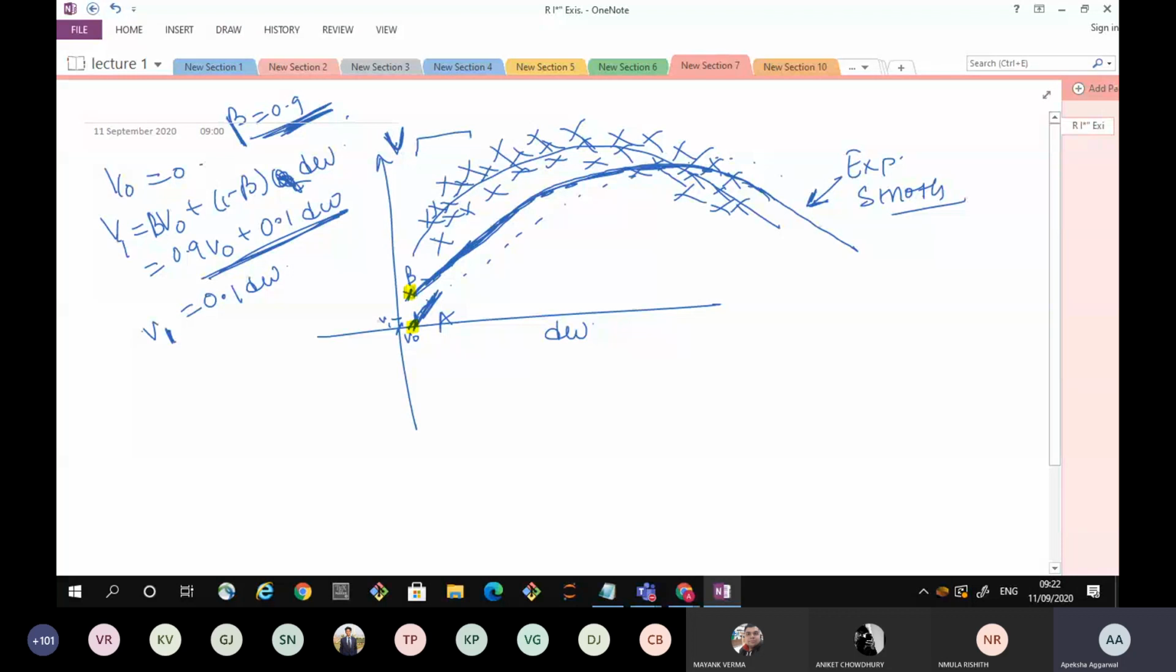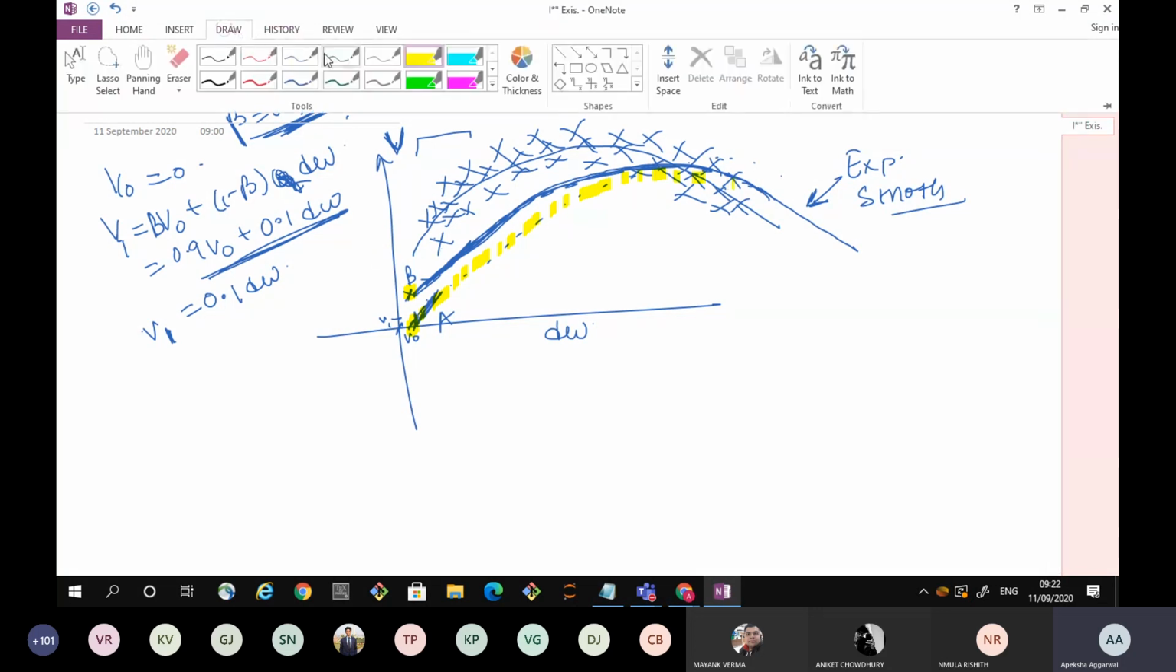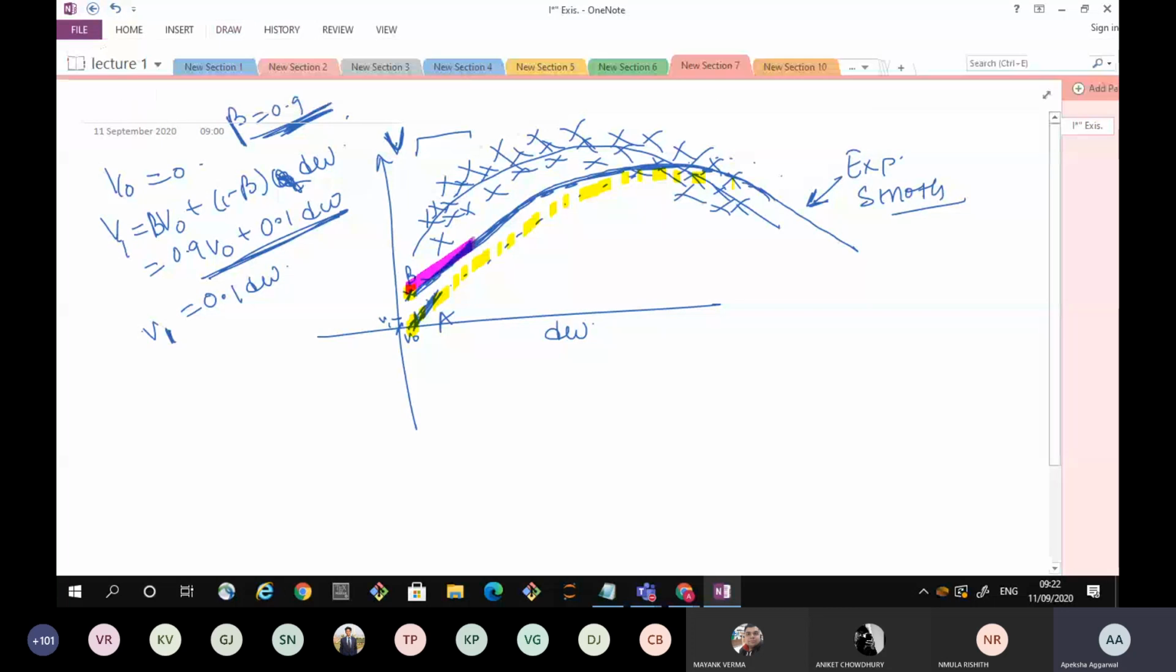Okay. So in the calculations, I can see that it is 0.1 into dW. It's very little, so it's starting from this point. So the curve would look something like this. The actual curve would look something like this. But we want the curve to look like the pink line that I have. We want it to look like the pink line, but practically it is looking like the yellow line due to my equation.